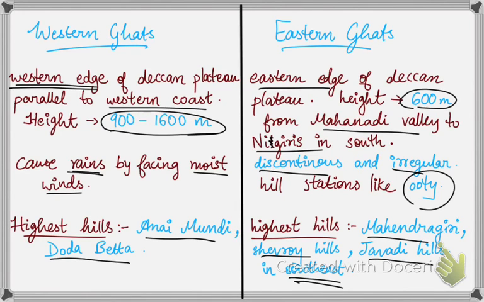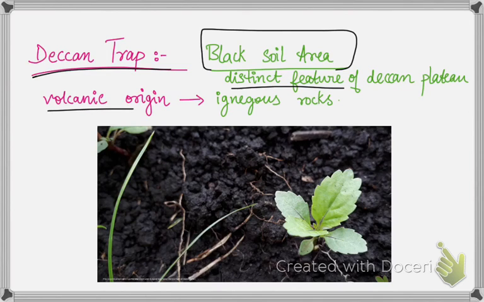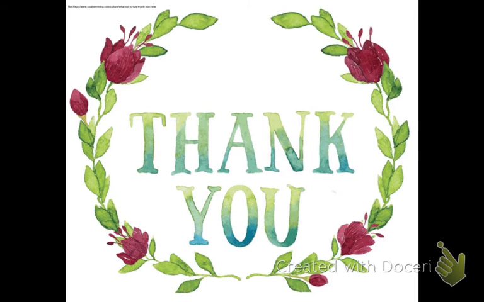Now in the Deccan Plateau, we have a new concept to learn about, the Deccan Trap. This is a distinct feature of the Peninsular Plateau region, where this is the black soil area. There is a volcanic origin here because of which all the igneous rocks are here and it gives them a black soil, and so it is called the Deccan Trap. So that's all for now, and we'll learn the further half of the chapter in the next video.